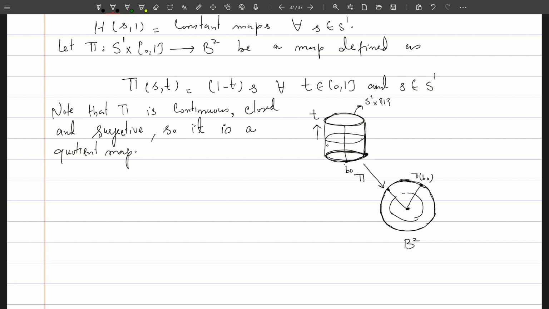So one can note that pi collapses the circle S1 cross 1, which is this circle, to the point 0, and otherwise it is injective.